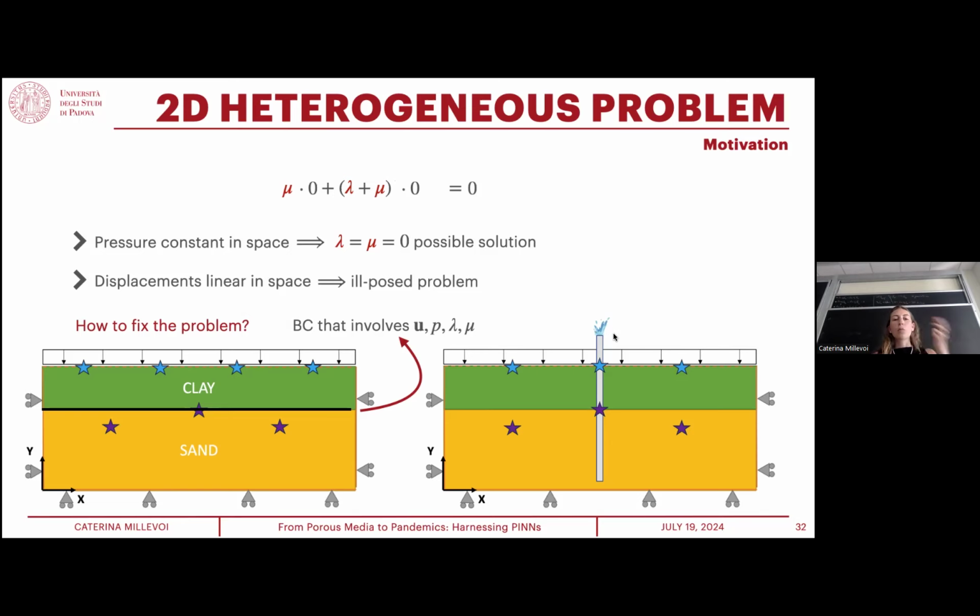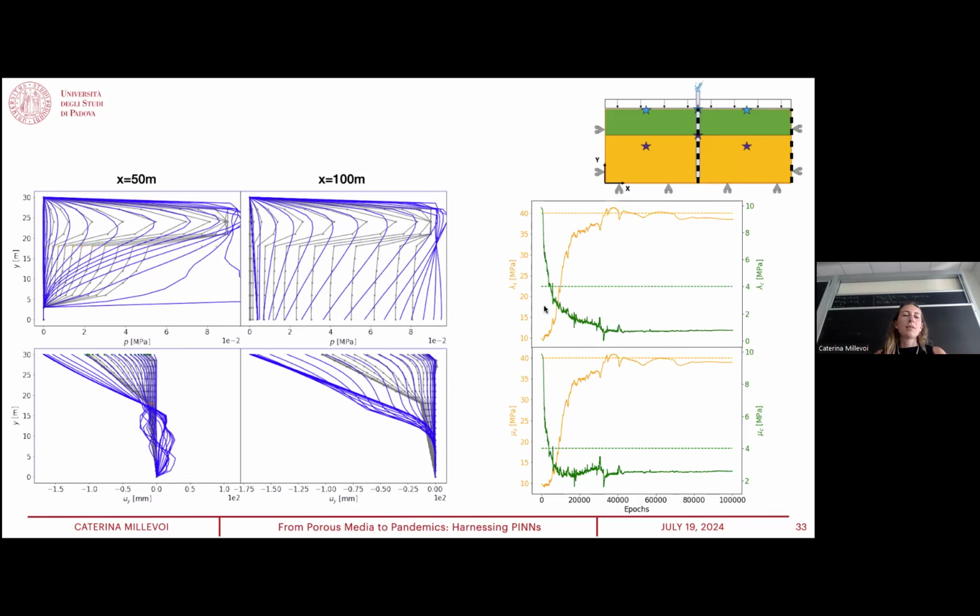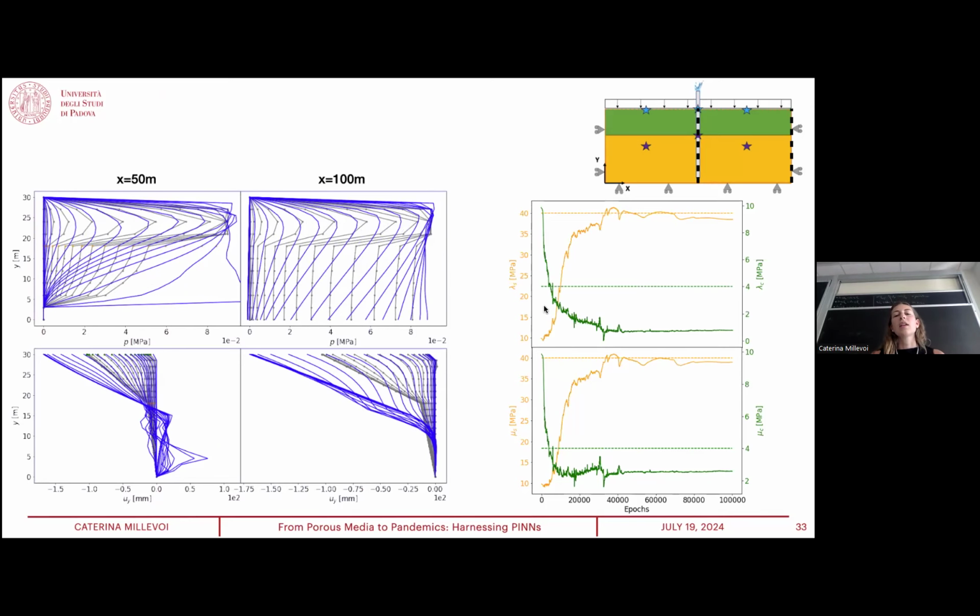And so one of the topics that we wanted to investigate more, as I said, to solve also our open problems, is exploiting PINNs that are defined in the total domain, but when the domain is heterogeneous. Then instead, in the other case, if you have a pumping well, actually this does not apply because pressure and displacement are no more constant or linear in space. And these are the results that we reached till now, and we are still to improve them.